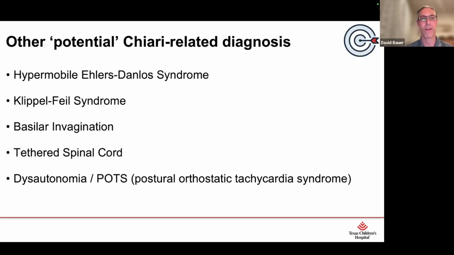Basilar invagination, where the skull sinks down on the spine, or tethered spinal cord, which is where the spinal cord is lower in the spinal canal than it should be. And as you grow, you can have repetitive tugging on the spinal cord and injury. And then there are other symptoms that could be related, like dysautonomia or POTS, which is postural orthostatic tachycardia syndrome, which means that you have different symptoms based on if you're sitting or you're standing.